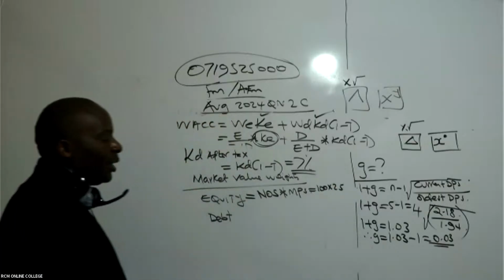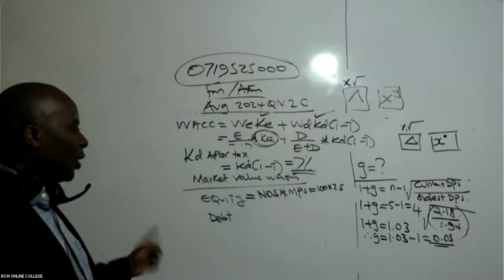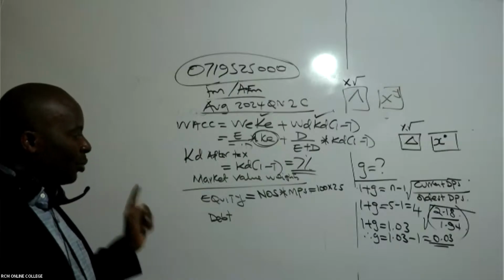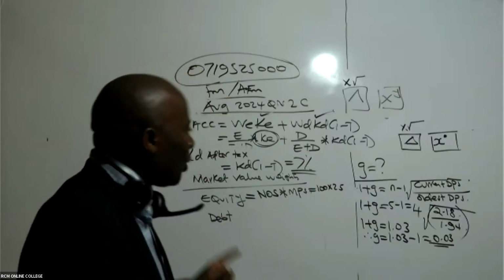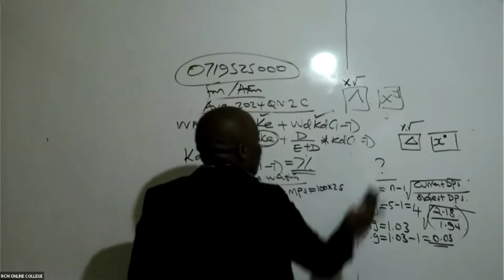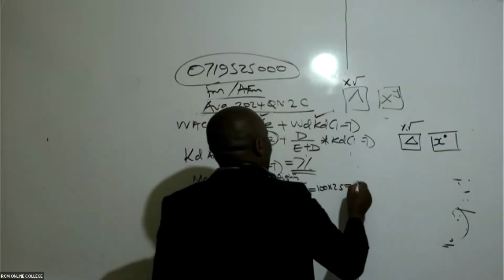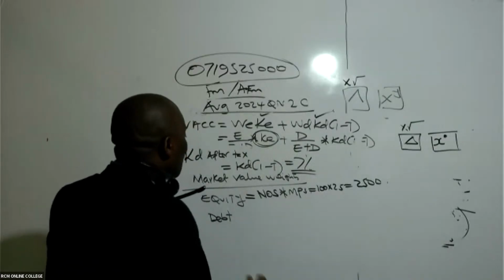So my figures are in millions. To get the market value of equity, that's what we do. We take the number of ordinary shares times the market price per share, which is 100 times 25. So in millions, this gives me 2,500. Thank you so much. And then we have debt.